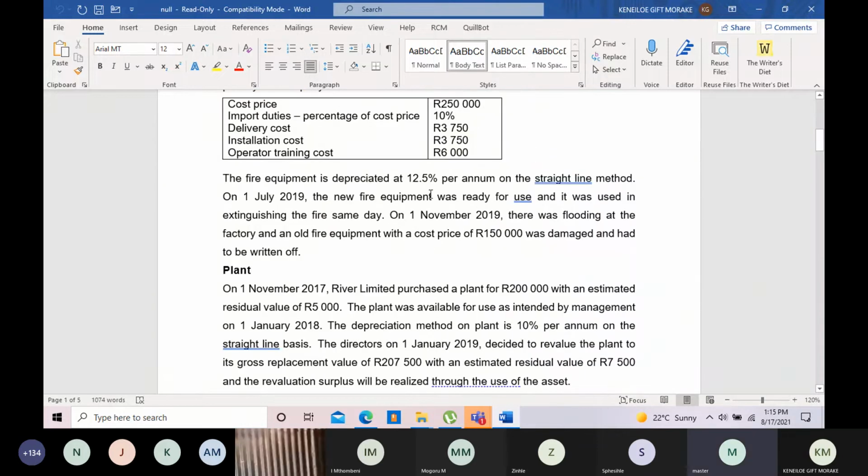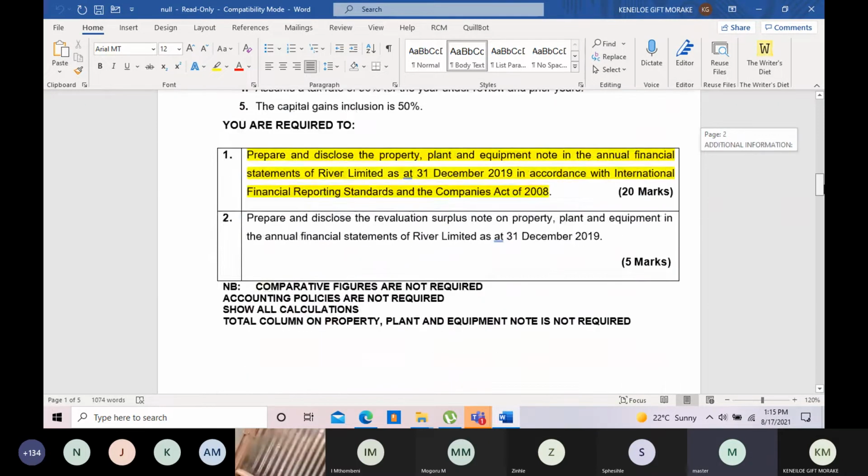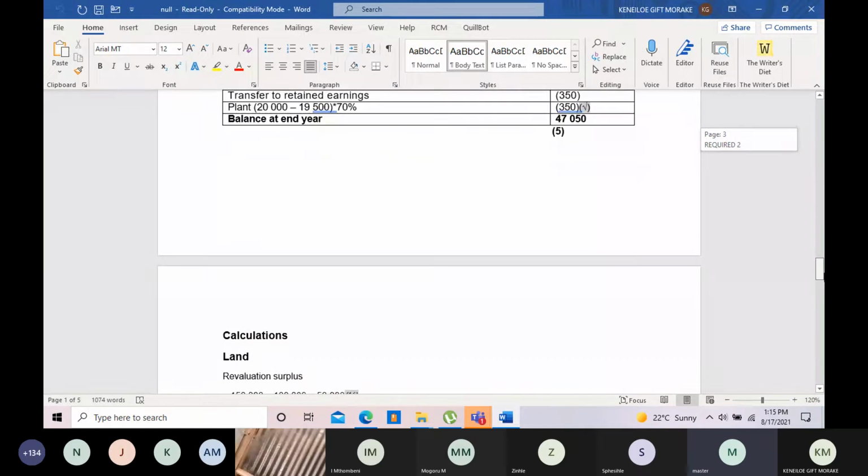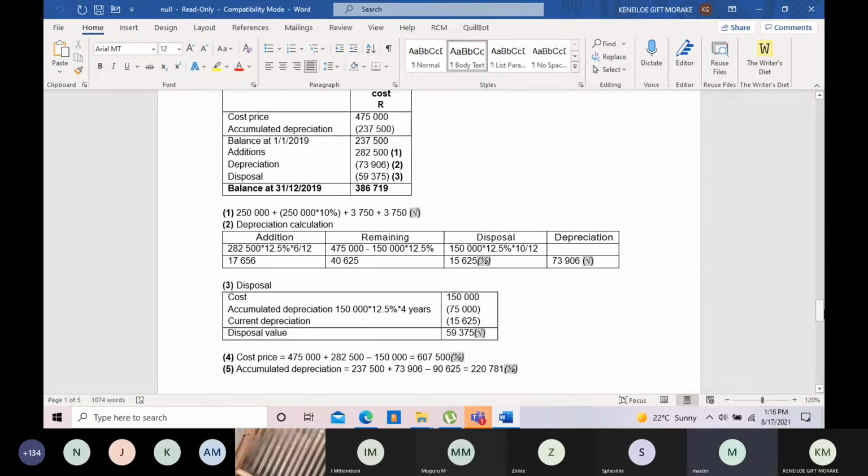All right, you can see that they said on the 1st of July 2019, the new fire equipment was ready for use. It was ready for use on this day, 1 July 2019, meaning you start counting from 1 July up to December. That is where that 6/12 comes from. It comes from that day of 1 July. So now you have to say July, August, September, October, November, December. So that is 6 months. So that is why you see 6/12 there.